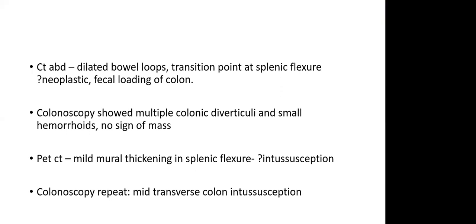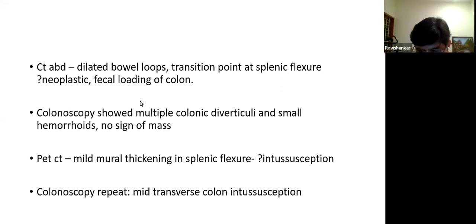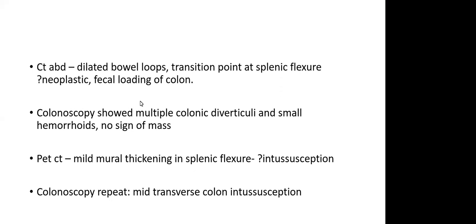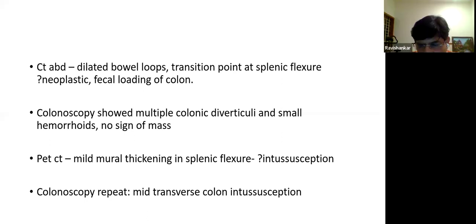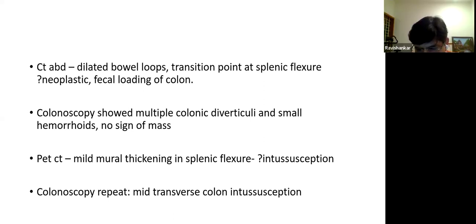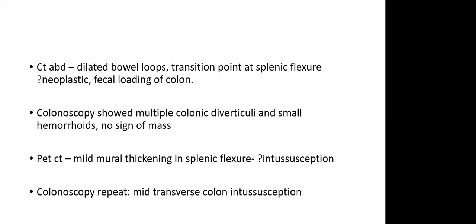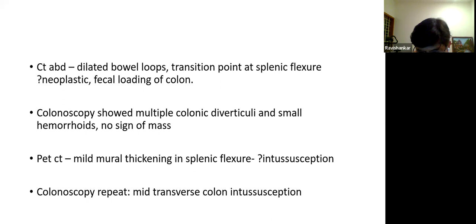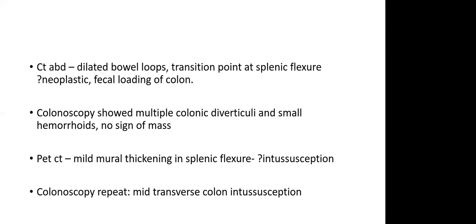Yes, sir. What did it show in this patient, Nikita? So in this patient, oral contrast along with IV contrast, along with rectal contrast was given, sir. Oral contrast did not reach the rectum, sir. It showed dilated bowel loops, with small bowel and transverse and ascending colon dilatation, with the transition point being the splenic flexure, sir. Suspected it to be neoplastic growth, and distal to that there was fecal loading of colon.